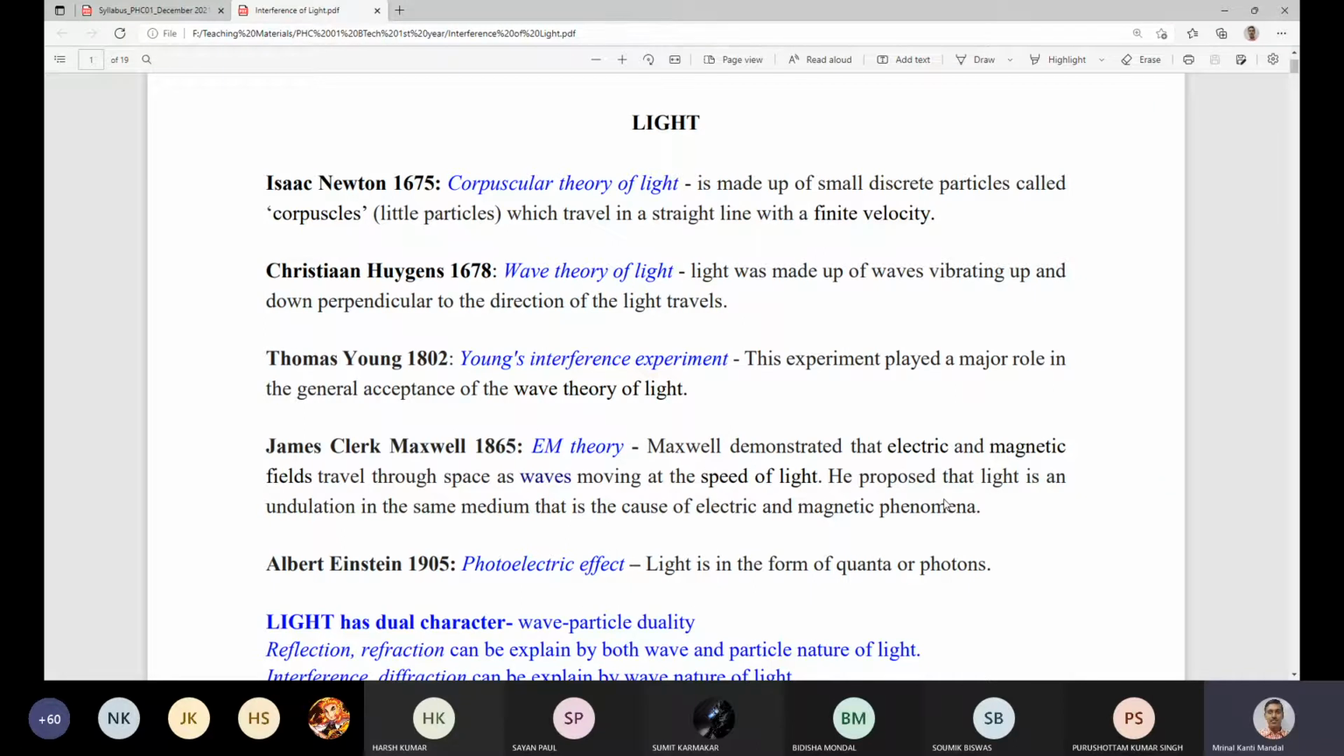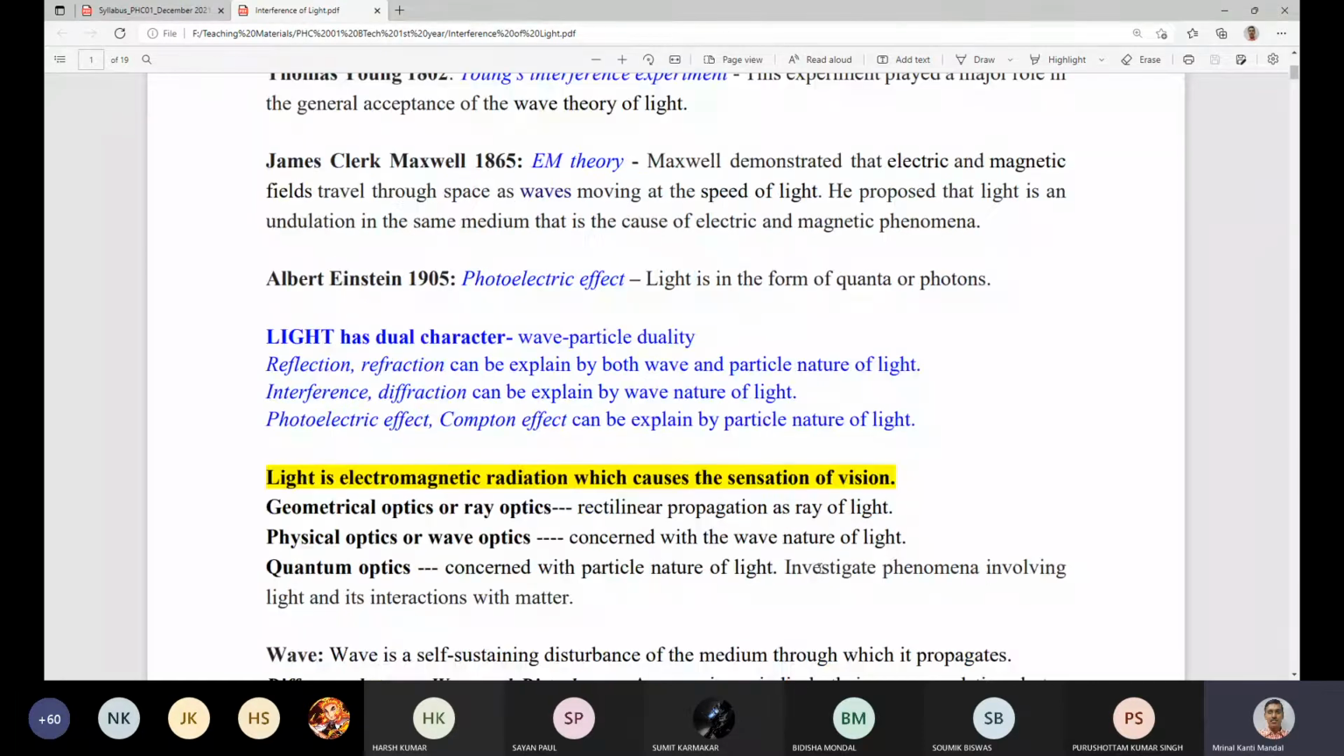Reflection and refraction can be explained by both theories, the corpuscular theory and the wave theory. So based on this experimental observation and long study, we can say light has dual character. That is, it can behave as a wave and it can behave as a particle, based on our experimental observation. So it is the nature of dual character, that is wave-particle duality.